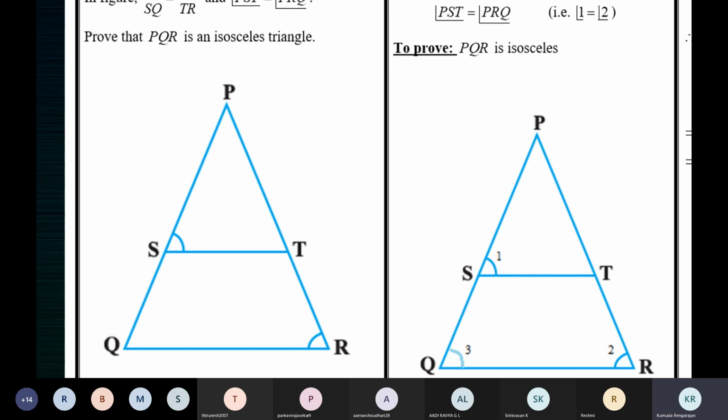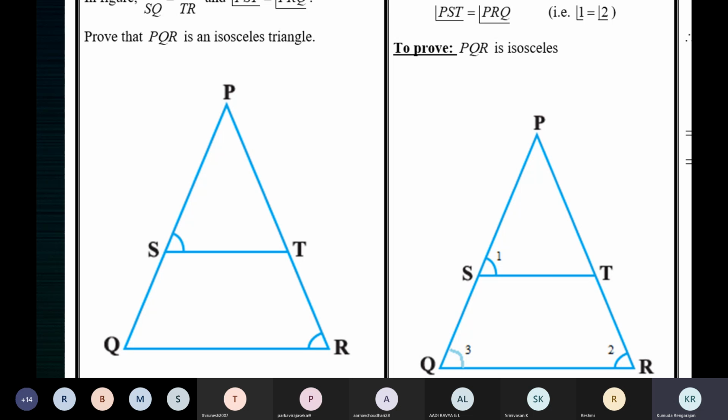See how we made use of this proportion: PS by SQ is equal to PT by TR. Using the converse of BPT, the result we get is ST is parallel to QR. So when ST is parallel to QR, angle 1 is equal to angle 3, corresponding angles are equal. But angle 1 is equal to angle 2. That's why we had to prove ST is parallel to QR.